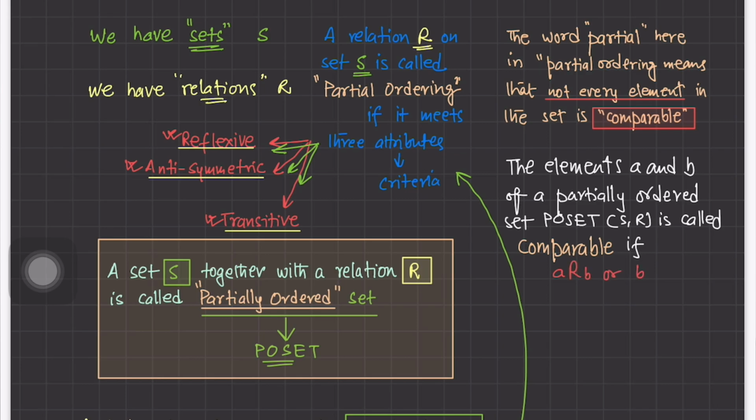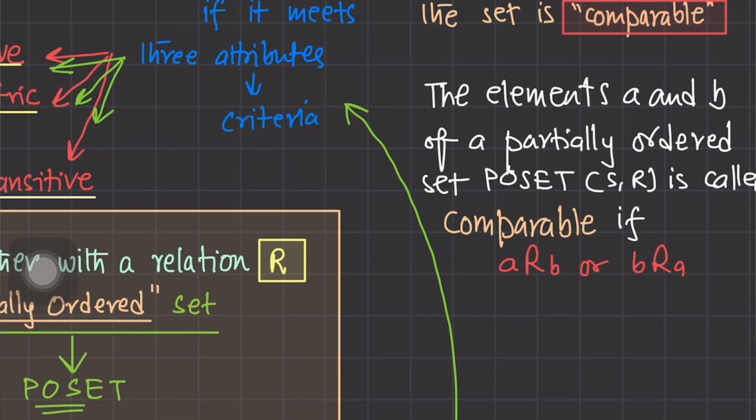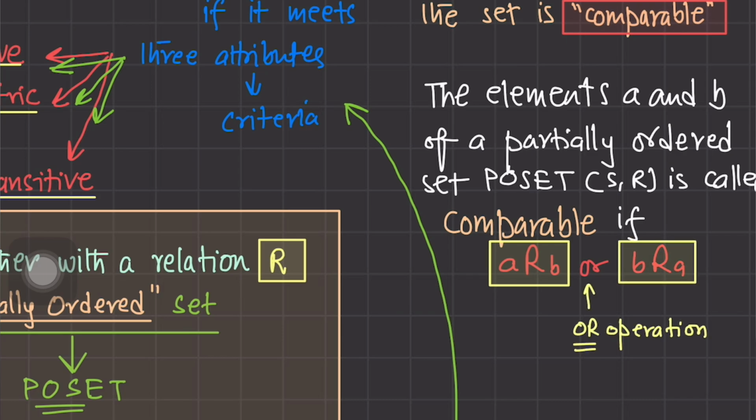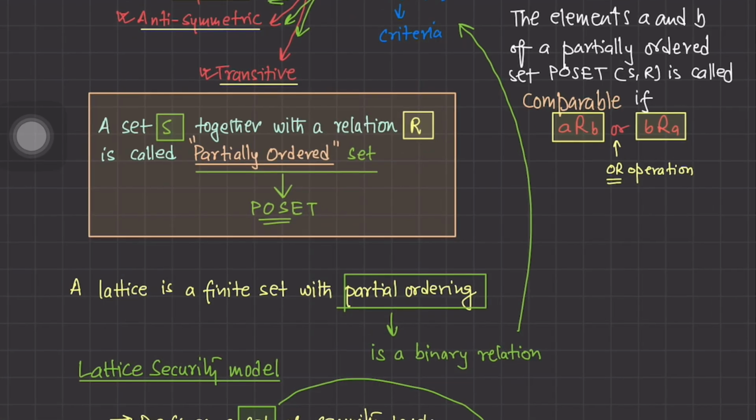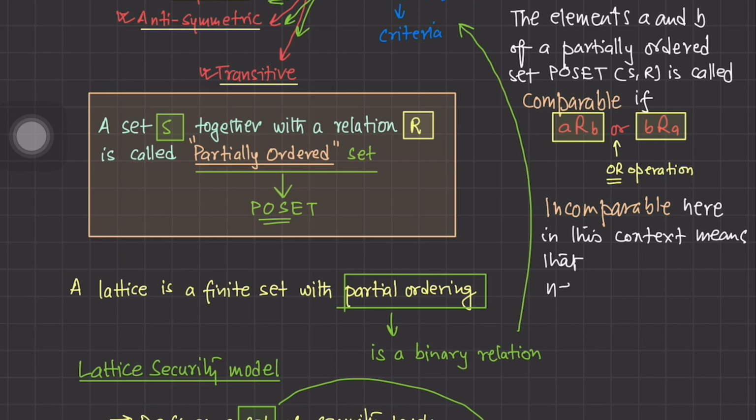So we say that the elements A and B of a partially ordered set, poset (S, R), are called comparable if either A is related to B or B is related to A. If this kind of relationship happens, that any 2 elements can be related, either A is related to B or B is related to A, we say that they are comparable. Now incomparable in this context means that neither A is related to B nor B is related to A, right? So it means that in a partially ordered set we can conclude that not every element is comparable. Some elements are comparable and some are not comparable.